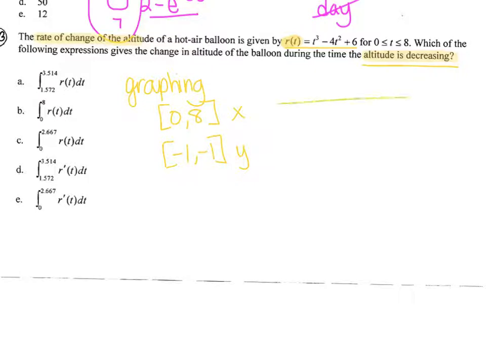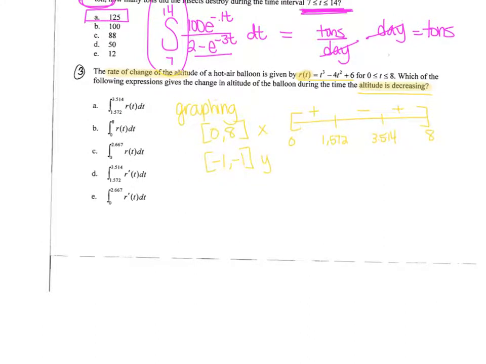So when this graphed from 0 to 8, when I looked at the graph, it was above the x-axis, then below, then above, and there were 2 critical points. I used my graphing calculator. I went to F5, and I found the zeros, and it was 1.572 to 3.514, and it's decreasing between those. So that allowed me to cross off B, C, and E. That's when the altitude is decreasing.